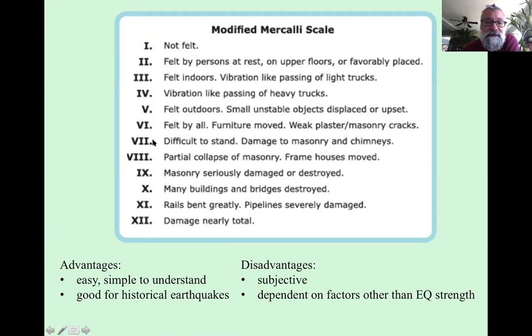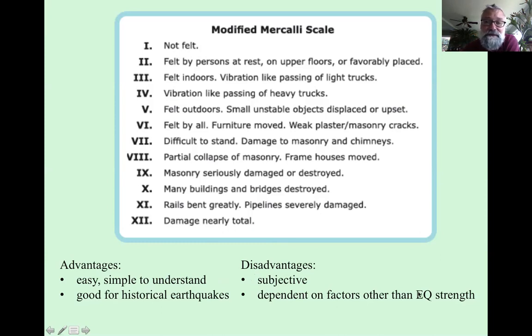If we have a recording or a written account of an earthquake from the Romans or Greek times, we can go back and use this and determine approximately how big that earthquake must have been. The disadvantages to this, and there are numerous, is that it is very subjective. You have some people that will feel it was major shaking, other people think it's minor shaking. And it can be dependent on factors other than the earthquake strength.